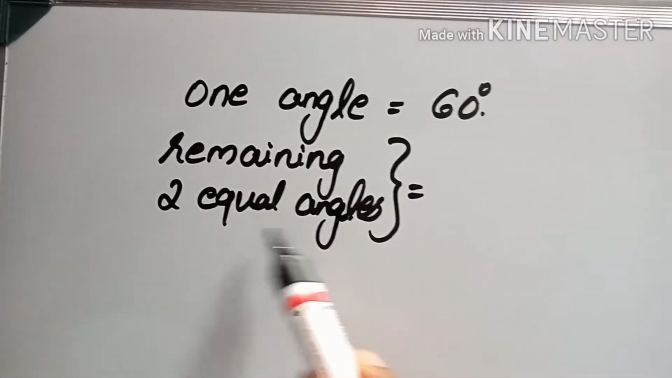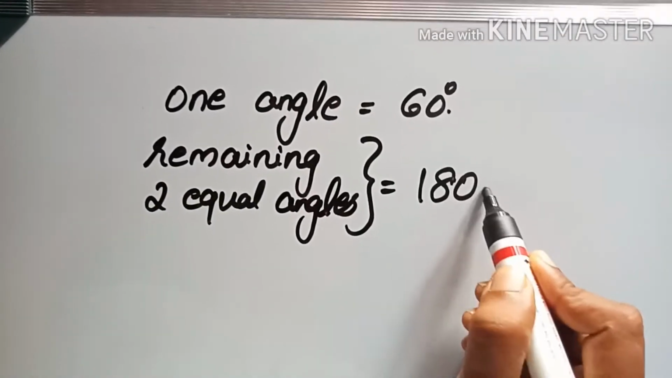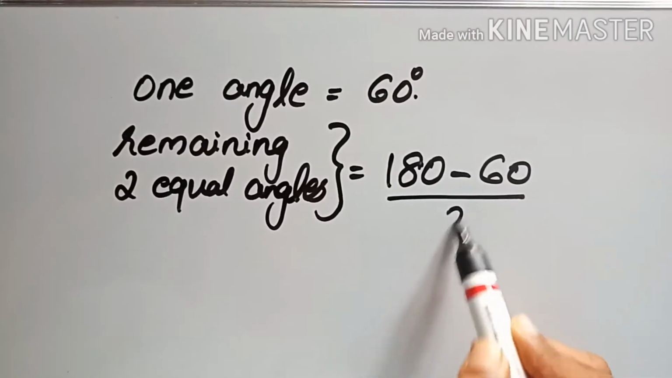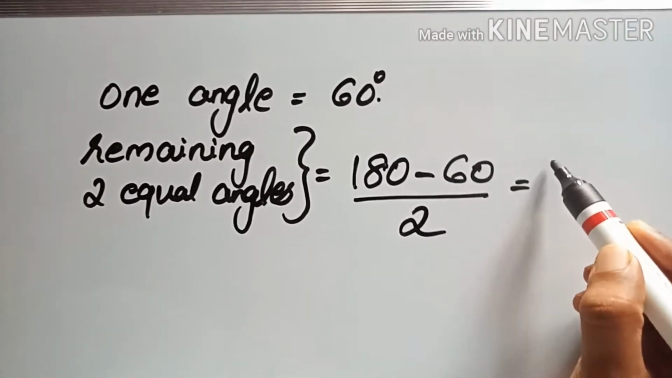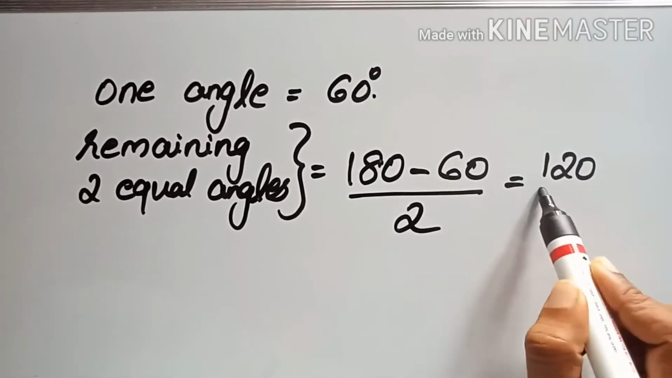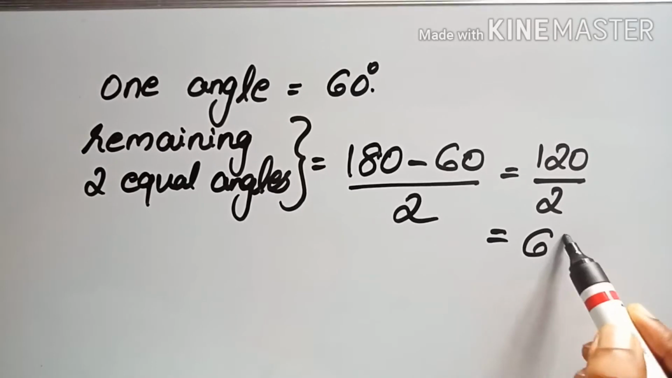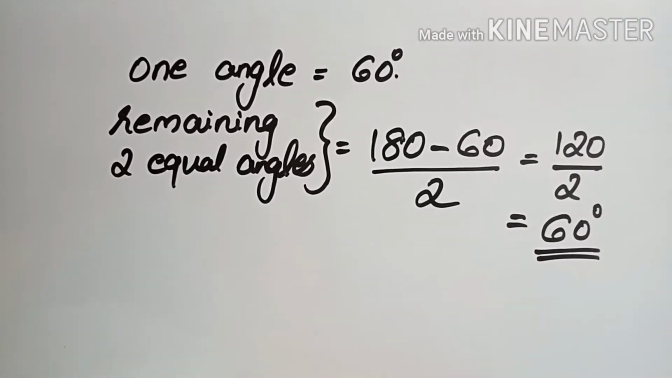Let's do it. One angle is given, that is 60 degrees. So the remaining two equal angles will be equal to 180 minus the given angle, that is 60, whole divided by 2. So 180 minus 60, the answer is 120. 120 by 2, the answer will be 60 degrees. So the remaining two angles will also be 60 degrees.